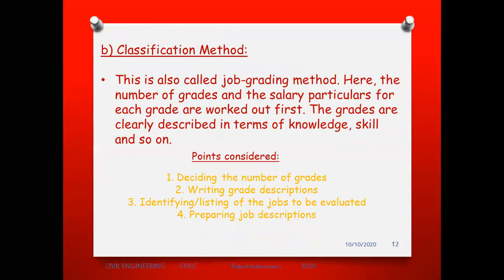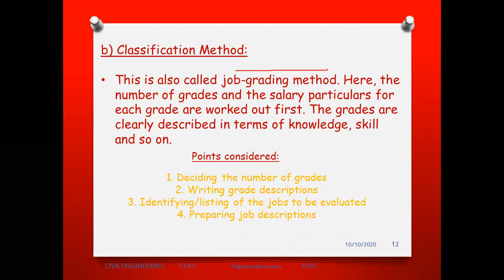Next method is the classification method. So in the qualitative methods, you have the ranking technique and the classification technique. So what is this classification method? This is also called job grading. So first, what is the meaning of grading here? Grading means separating. For example, in a class of 60 students, if you want to grade them into three classifications, say above average students, below average students.